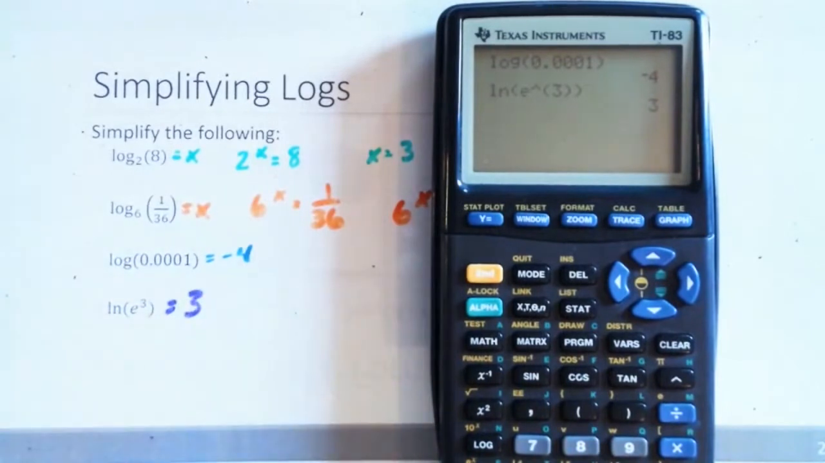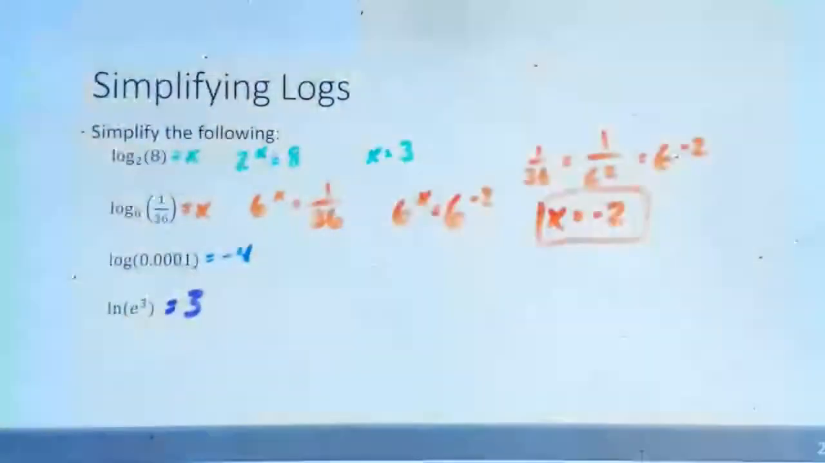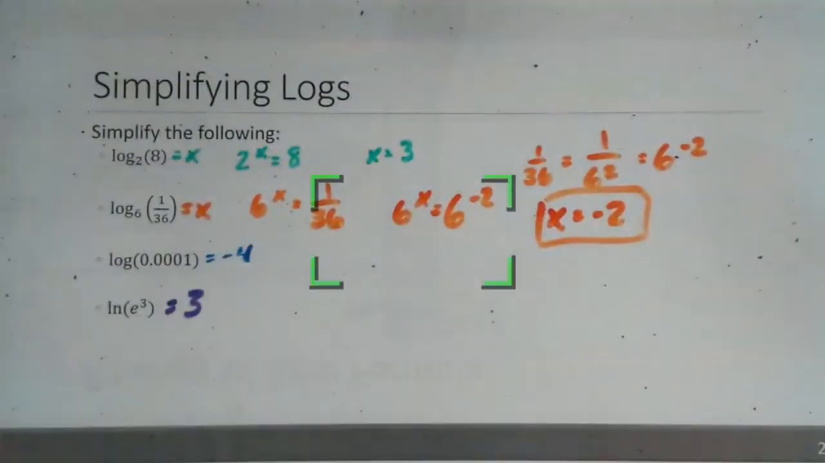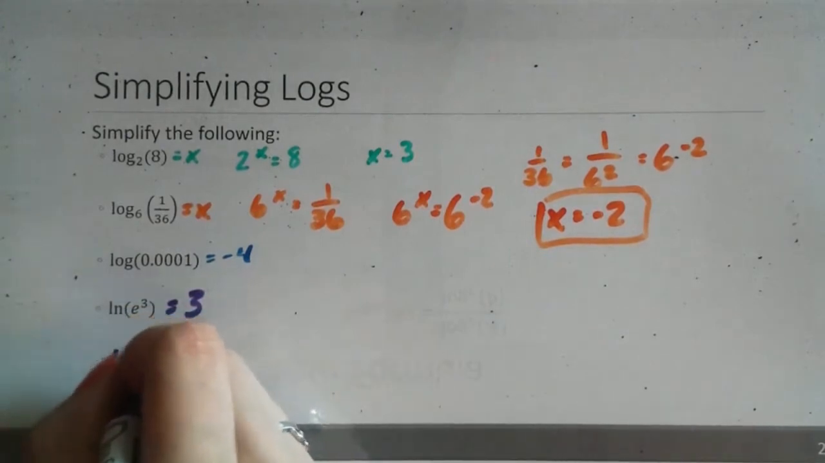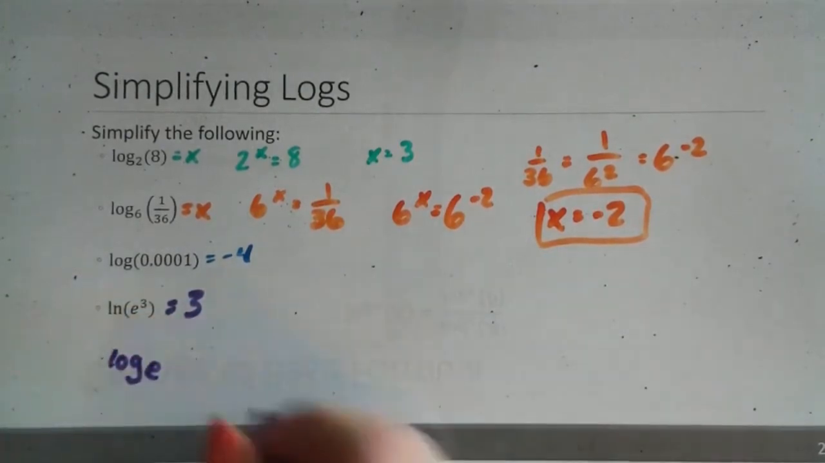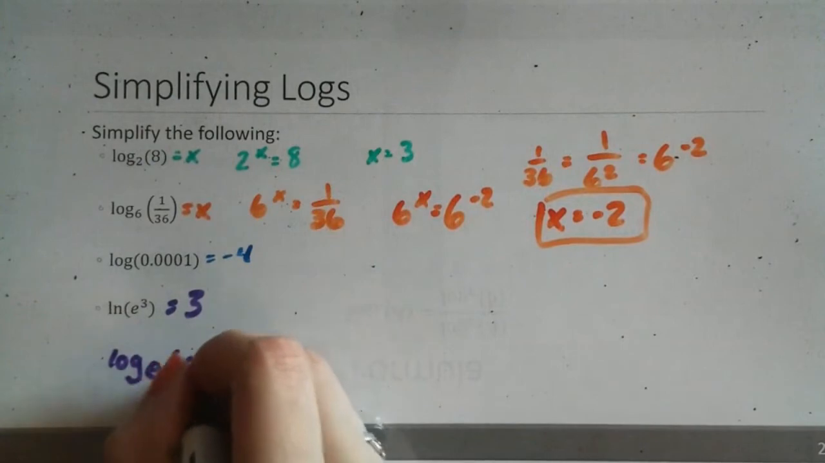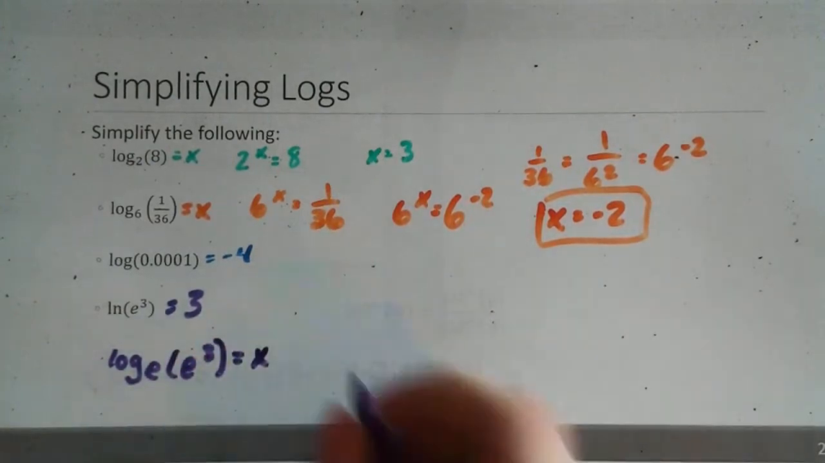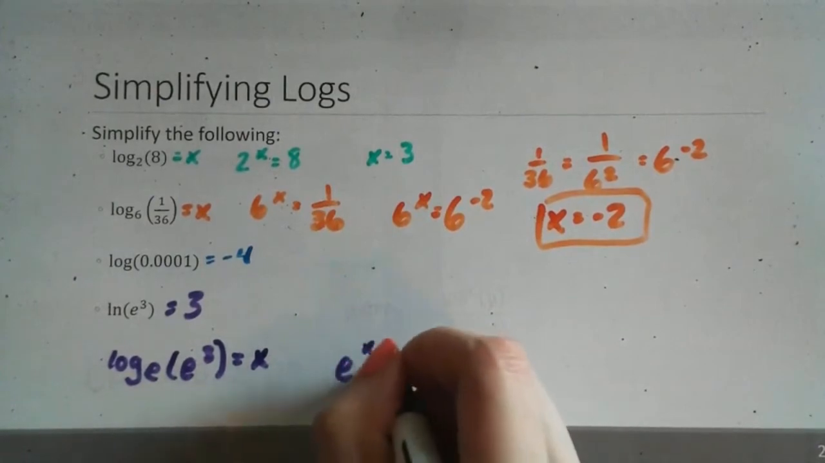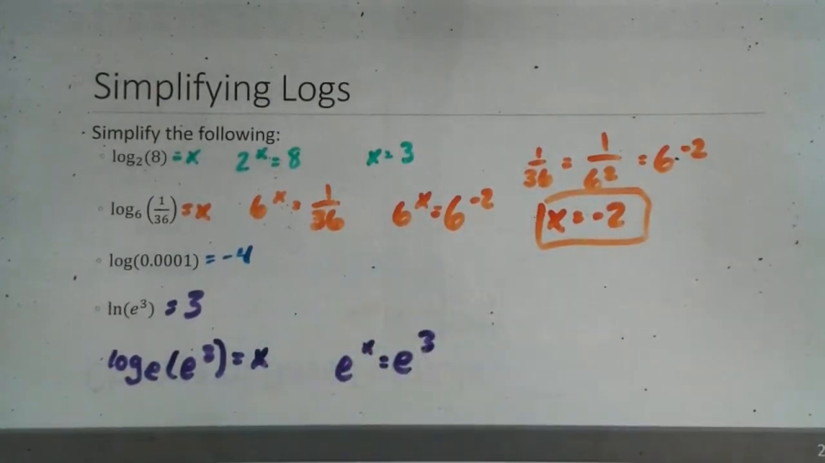And I kind of want to look at that one a little bit closer just because it seems weird that the 3 in the exponent ends up being the answer. And the reason for that is natural log is just log base e. So we're asking ourselves, log base e of e cubed is equal to what? So if I put that into exponential form, e to the x is equal to e to the 3. So x equals 3. So that's where that's coming from.